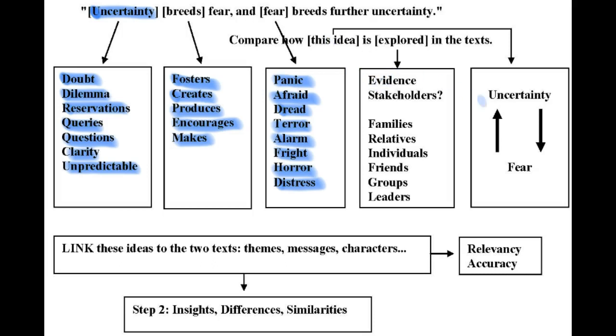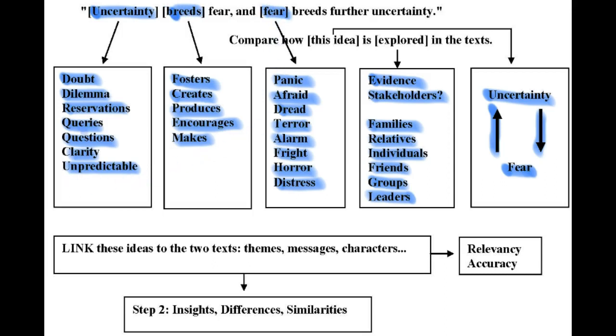In terms of this idea, as I said, it is a kind of circular idea. Uncertainty creates fear, fear in turn creates more uncertainty, and you have this kind of circular motion going on. And then explored is the prompt for evidence, which is your stakeholders, families, relatives, individuals, friends, groups, and leaders. And again, what we're doing here is just trying to prompt our brains to brainstorm and keep focus on what the prompt wants us to consider for the two texts.